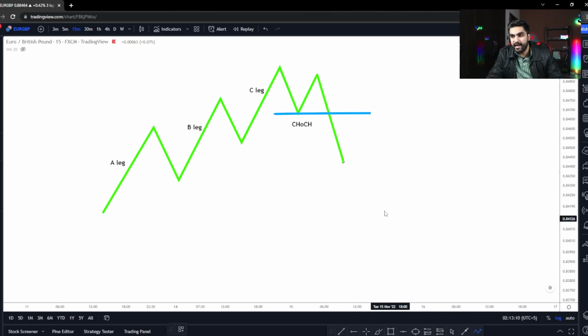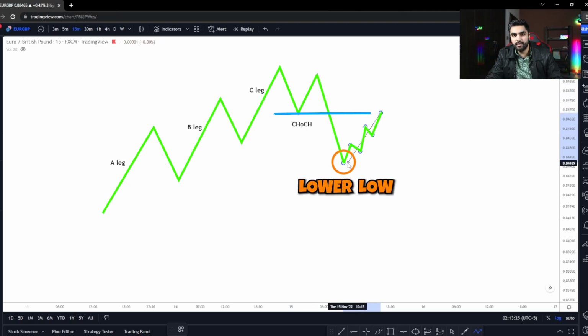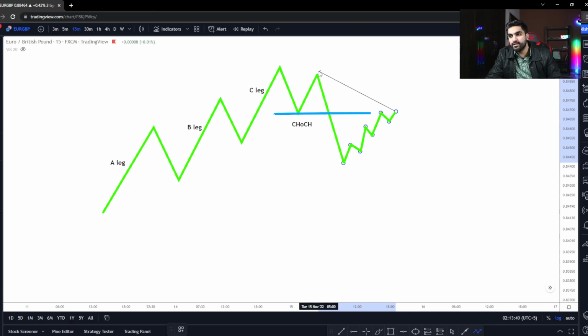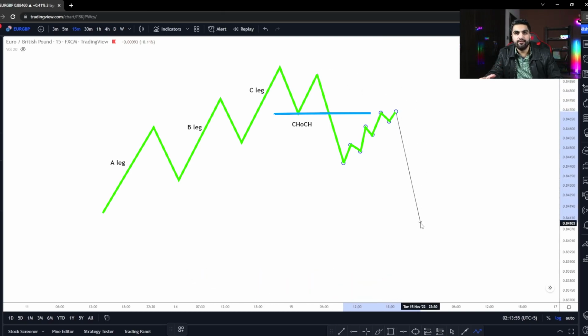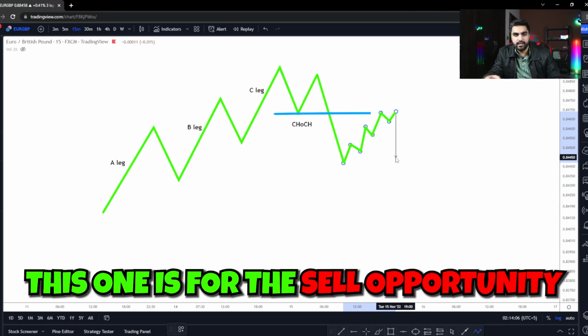After every time there is a change of character, buyers are always going to come up again to retest the higher low that the market just broke to the downside and created a lower low here. Right after there is a retest, we can take the trade at this retest level, place our stops just above the area from where the sellers' movement happened that broke the previous market structure. We can put our stop loss there and we can target 1:2 rewards from every single trade. Now this one is for the sell opportunity, obviously.